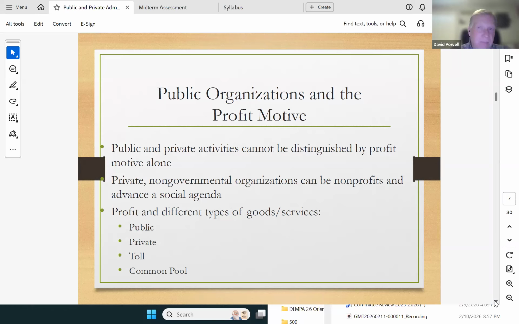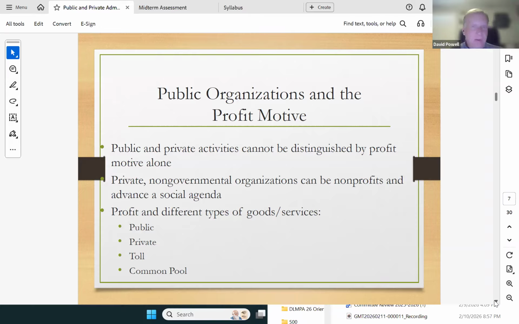There is some great truth to that, but I think there are limitations as well. This whole idea of distinguishing between public and private organizations based upon profit motive alone is what I like to refer to as a necessary but not sufficient condition. Yes, it is necessary to point out that there is a difference in profit motive between the sectors, but profit motive alone is not sufficient to distinguish between a public and a private organization. That's because we do have private non-governmental organizations that are nonprofit and advance a social agenda. A nonprofit organization is not owned by government, so technically it is a private organization. It's non-governmental, but it is nonprofit in nature.